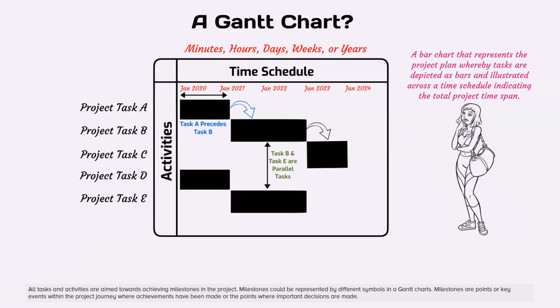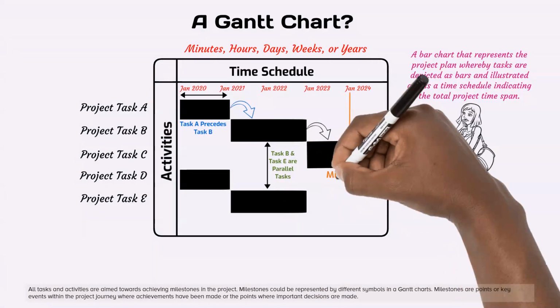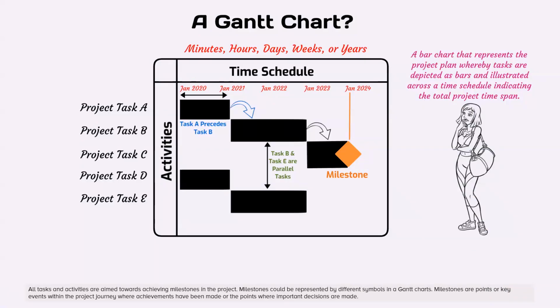All tasks and activities are aimed towards achieving milestones in the project. Milestones could be represented by different symbols in a Gantt chart. Milestones are points or key events within the project journey where achievements have been made, or the points where important decisions are made. While developing a Gantt chart, it is important that key points or milestones are identified.